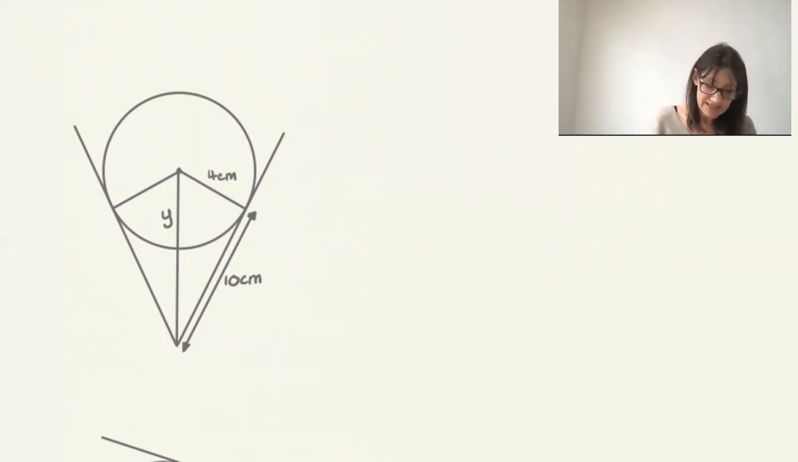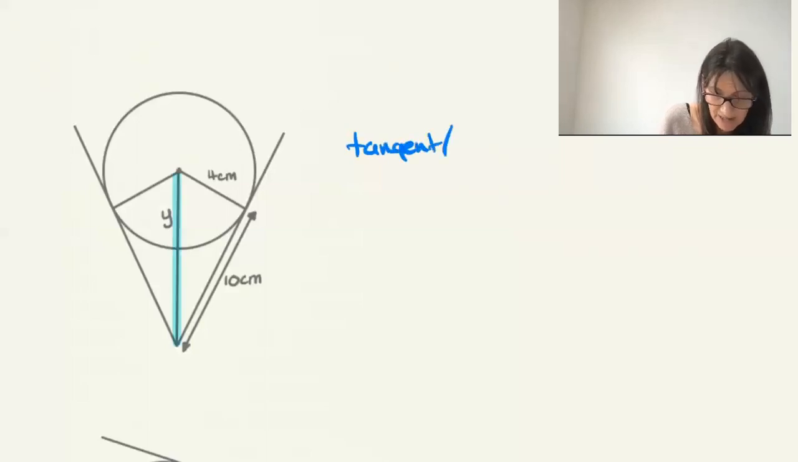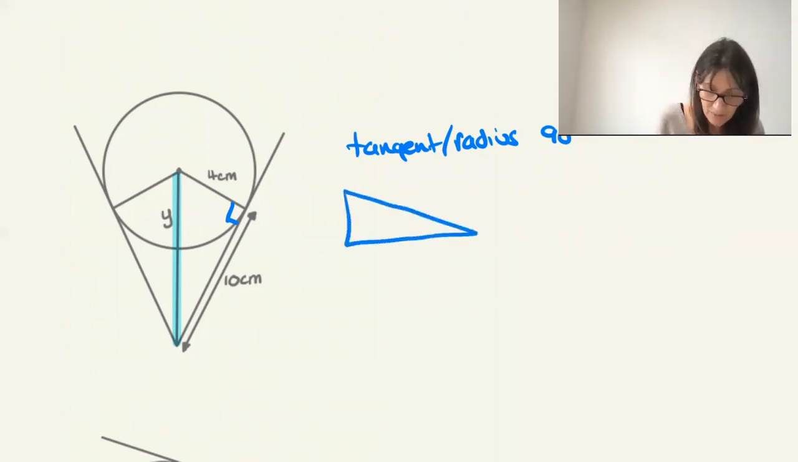Okay, so this is about finding the length y, okay? So they want me to find this length y. I know that a tangent and radius make 90 degrees when they meet. So I've got a 90-degree angle there, which basically means I have a right-angled triangle with 4 centimeters, 10 centimeters, and a missing edge of y. This is a sneaky little Pythag that's been embedded into a circle theorem question.